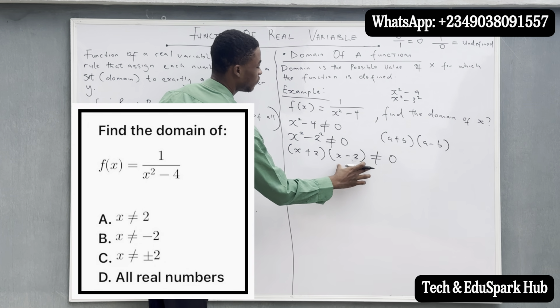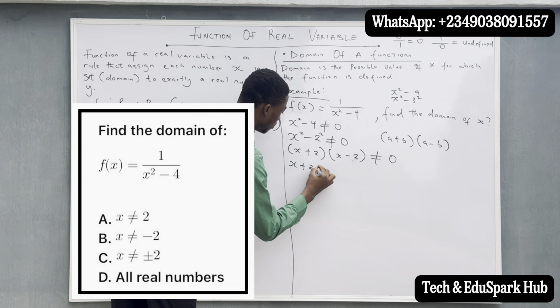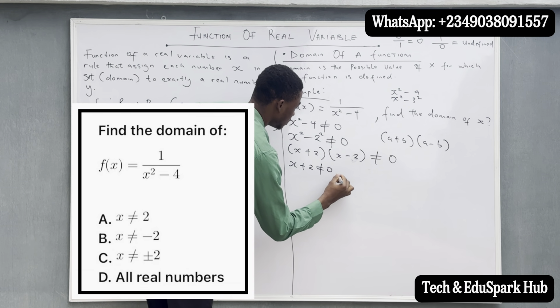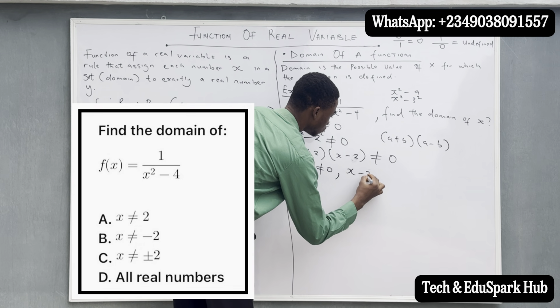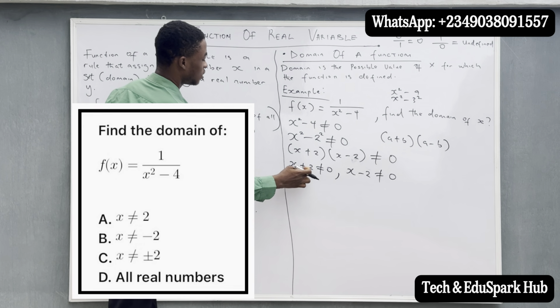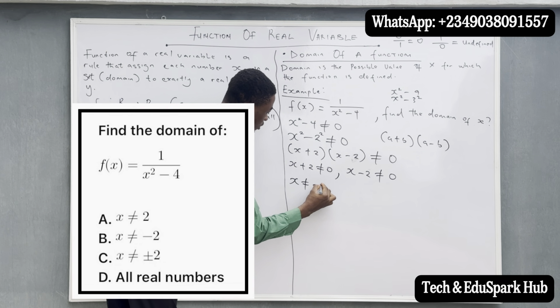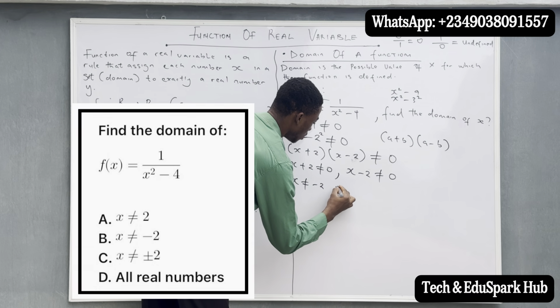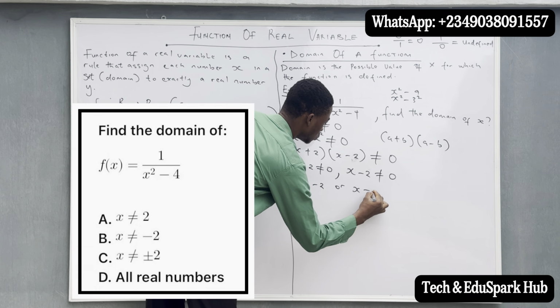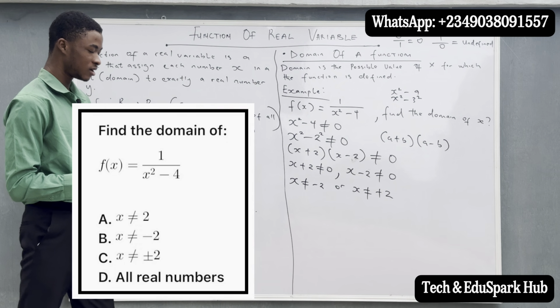So using this, solving this, we have x plus 2 must not be equal to 0. Likewise, we have x minus 2 must not be equal to 0. In this case, you can take 2 to the other side. So we have x must not be equal to minus 2, or x must not be equal to plus 2. So this is our domain for this kind of question.